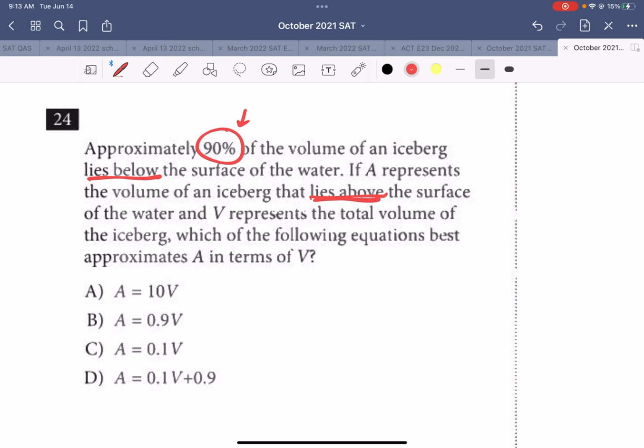So what is A? A represents the volume above, right? So then your volume, but only 10%, right? Only 10% above. 10% of the entire volume is the volume above, right? So then it has to be C. Okay, 90% below, that means, in other words, 10% above. So A represents the volume that lies above. So that means only 10% of V will be the volume above, right? So 0.10 V.